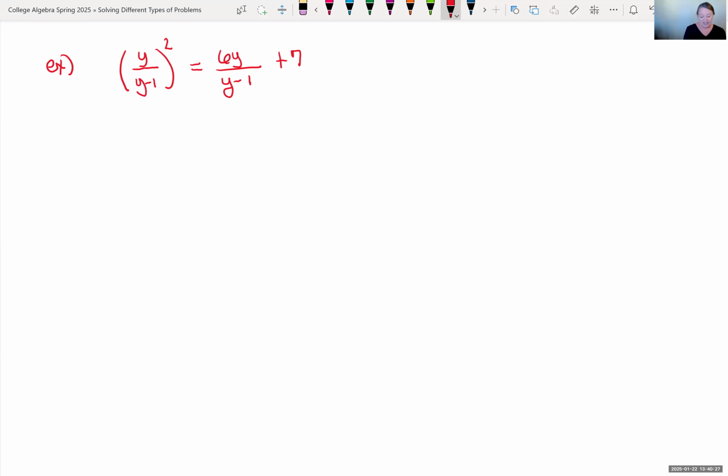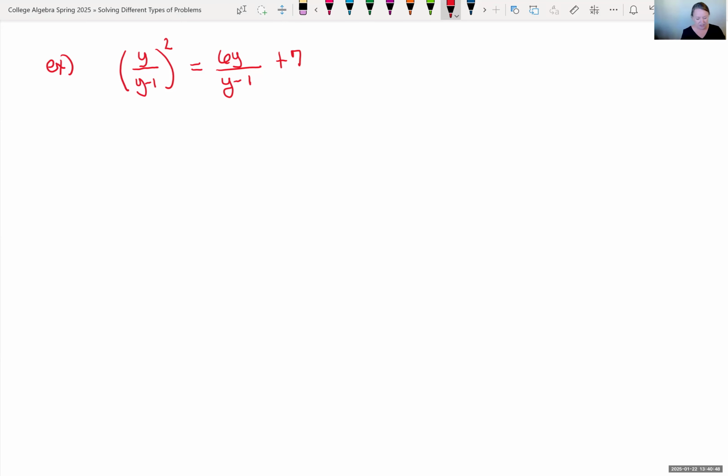I noticed that we can solve this using the method we used on the first day of class, where we cleared our fractions, multiplying by our least common denominator, which in this case would be (y - 1) squared. Or I could use my substitution method again.